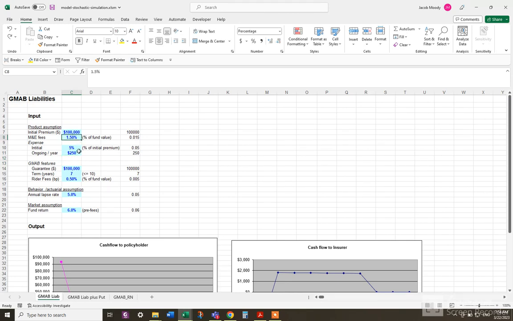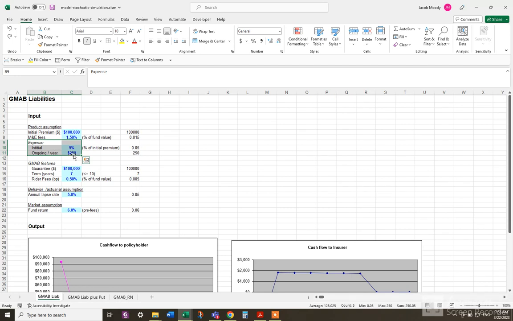So the mortality and expense fees, this is a fee that the policyholder sees on their account value. Whenever you see that on the exam, the mortality and expense fees, that affects the policyholder, that they see that. But these other things are behind the scenes for the policyholder, and the insurer, this is what we see.